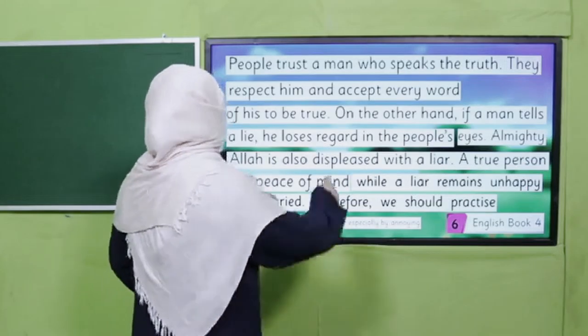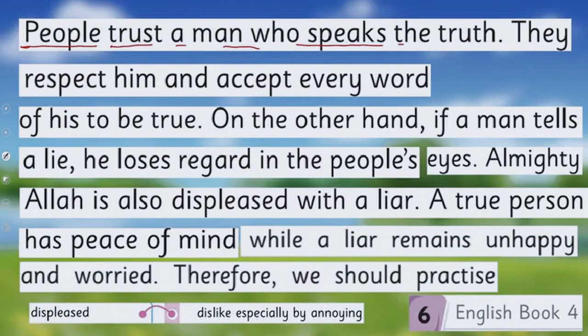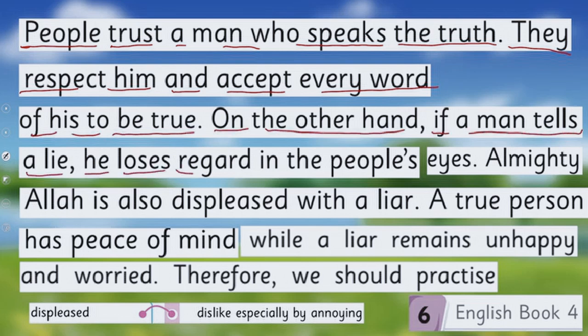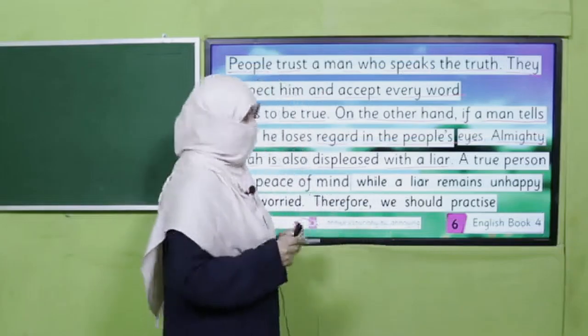What happened next? So the last paragraph is, people trust a man who speaks the truth. They respect him and accept every word of his to be true. On the other hand, if a man tells a lie, he loses regard in the people's eyes. It is one thing, and the other is Allah Almighty. Almighty Allah is also displeased with a liar. I've told you many things in the introduction chapter about this point. I hope you remember. If not, you may watch that video again.